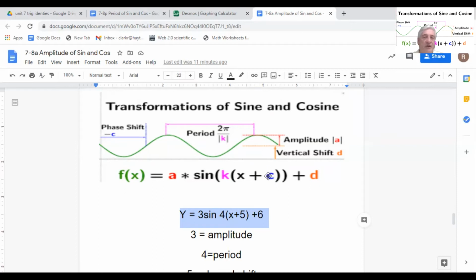Then we have C. C is the phase shift. If you have your sine graph, and we'll show you what that looks like in a minute on the calculator, and you want to move it sideways a little, then C could be plus or minus, and we would actually move the graph along the x-axis. Then we have D. D comes after, outside the parentheses, at the very end. And D would move our graph up or down. What does our graph look like? Let's go find out.